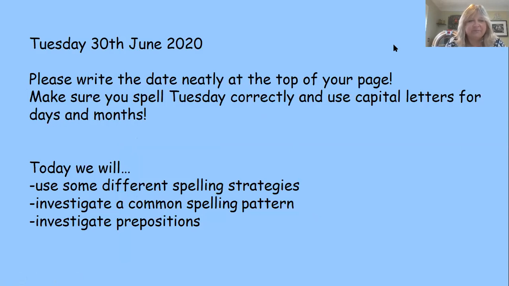Okay, everyone. So Tuesday, the 30th of June, last day of June today. Think it, would you, looking out the window, but never mind. Please write the date neatly at the top of your page. Make sure you spell Tuesday correctly. It's a really tricky word to spell. And make sure you use capital letters for your days of the week, months of the year, those proper nouns, please.